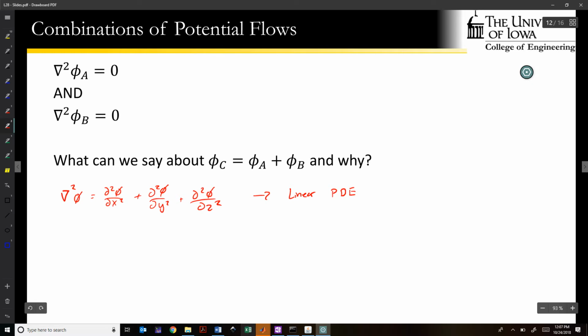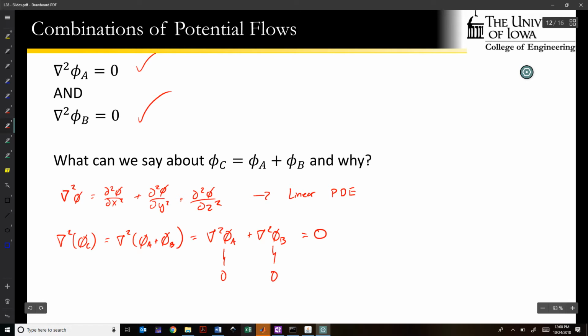The idea with linear differential equations is that if you have individual solutions to them, you can sum those solutions up and they'll still satisfy the differential equation. In this case, if we take the Laplacian of phi c, equal to the Laplacian of phi a plus phi b, we get the Laplacian of phi a plus the Laplacian of phi b. And if this is equal to 0 and this is equal to 0, because we've verified that both of those individually satisfy the Laplace equation, then the sum is 0.